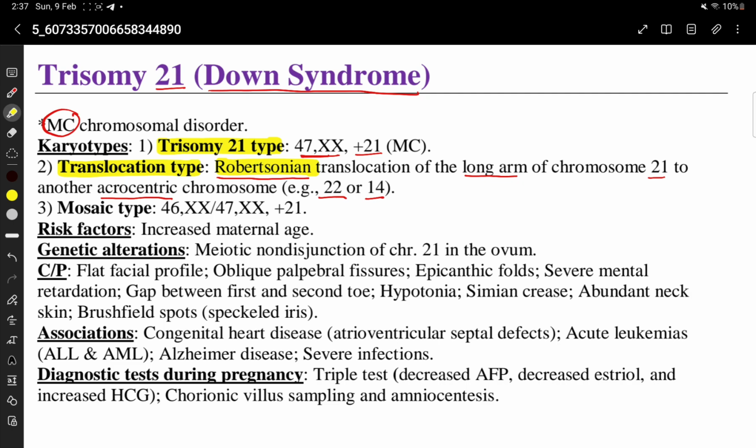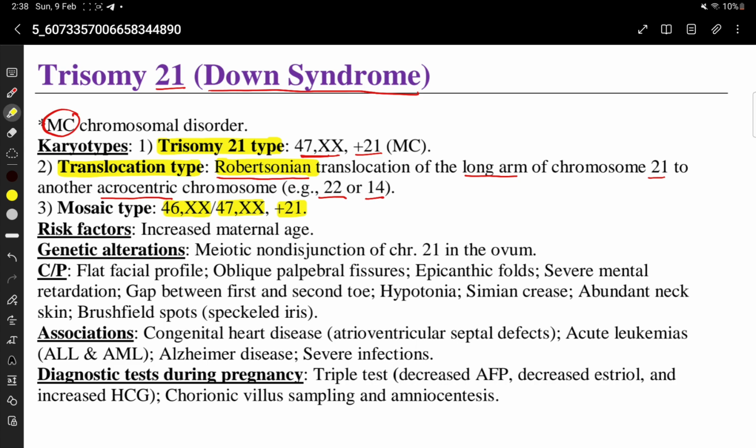Mosaic type is 46,XX slash 47,XX plus 21. Karyotypes are of three types: trisomy 21 type, which is most common, translocation type, and mosaic type. Mosaic type means 46,XX or 47,XX plus 21.